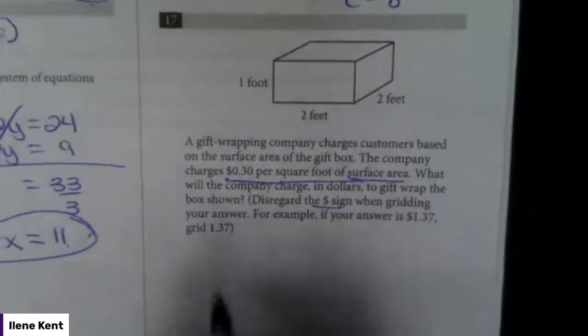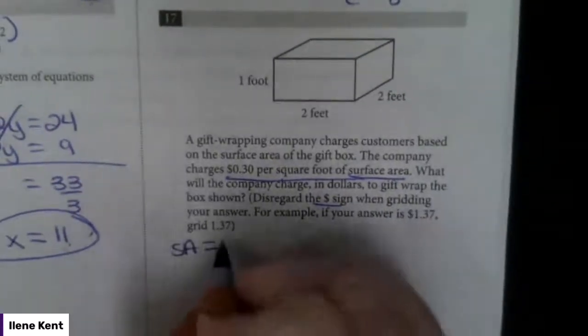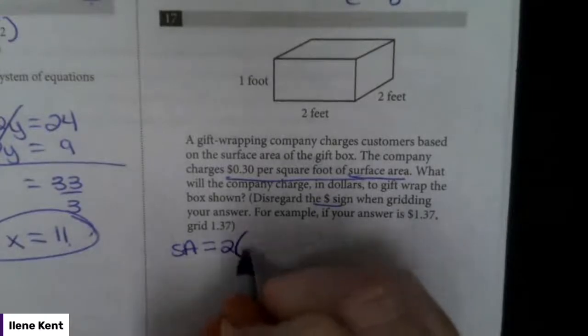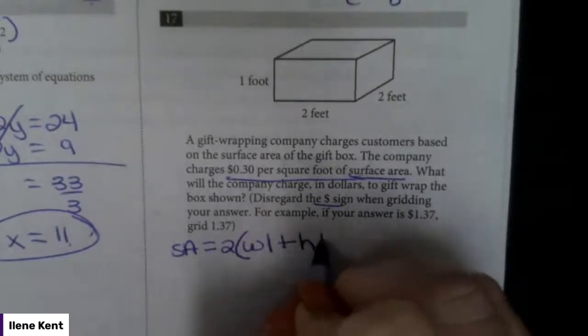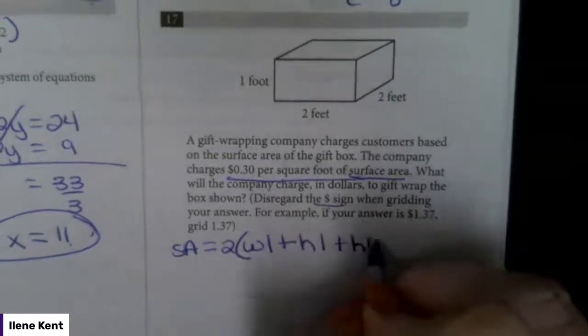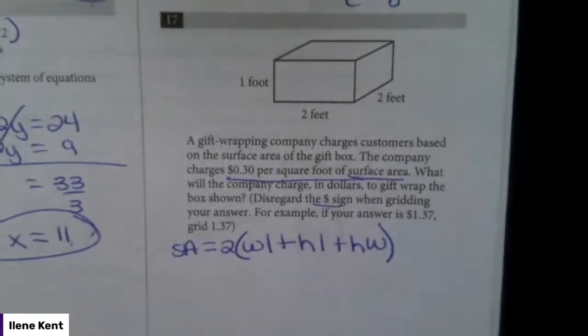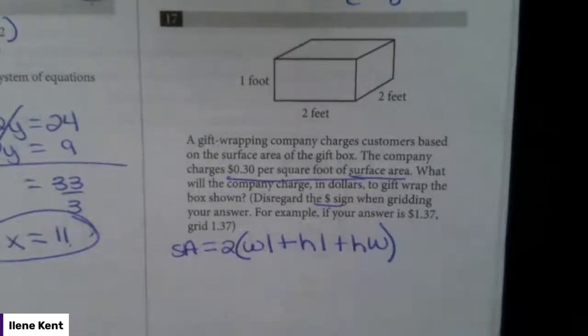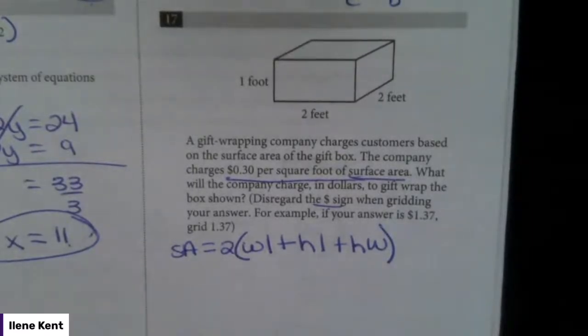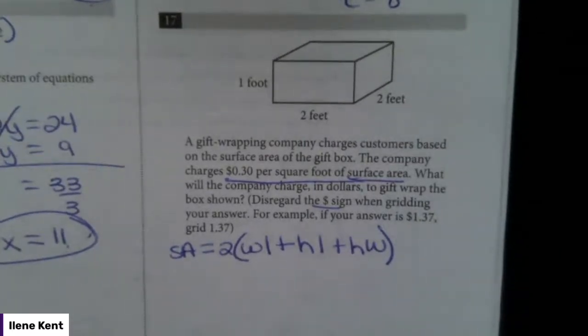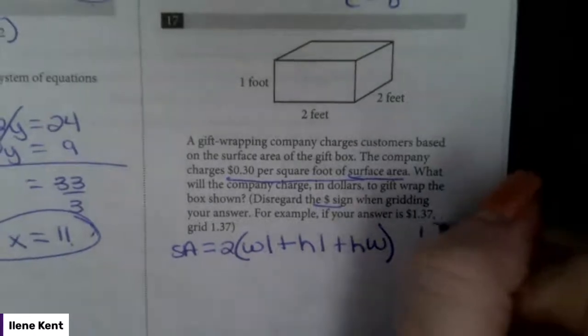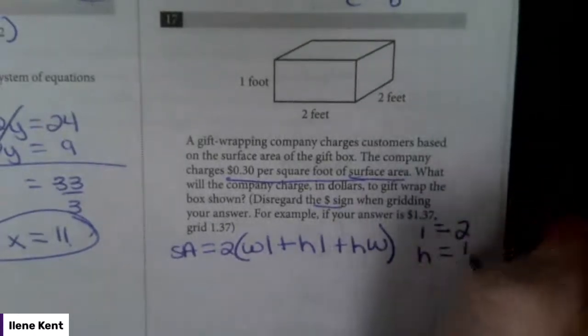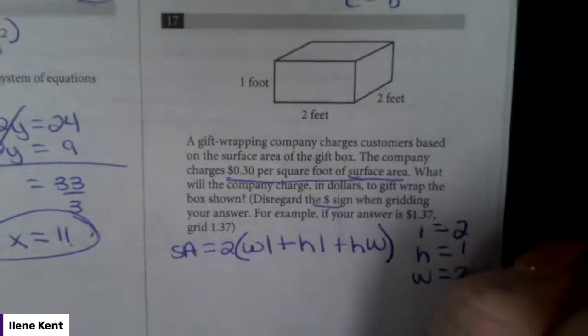So for our surface area formula, we're going to multiply the width times the length plus the height times the length plus the height times the width, times 2. Again, I don't think it's on our formula sheet. Nope. Only the volume formula. So the surface area formula is another formula you would have to have memorized. Now, in this case, our length is 2, our height is 1, and our width is also 2.